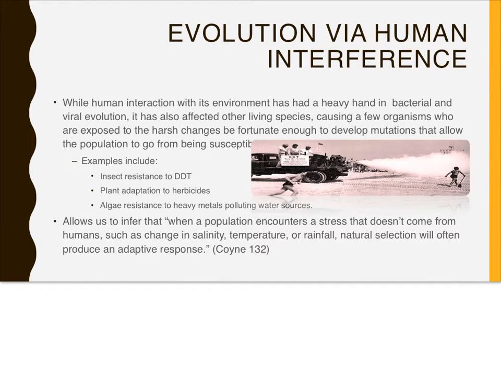While human interaction with its environment has had a heavy hand in bacterial and viral evolution, it has also affected other living species, causing a few organisms who are exposed to the harsh changes to be fortunate enough to develop mutations that allow the population to go from being susceptible to resistant. Examples include insect resistance to DDT, plant adaptation to herbicides, and algae resistance to heavy metals polluting water sources. This allows us to infer that when a population encounters a stress that doesn't come from humans, such as change in salinity, temperature, or rainfall, natural selection will often produce an adaptive response.